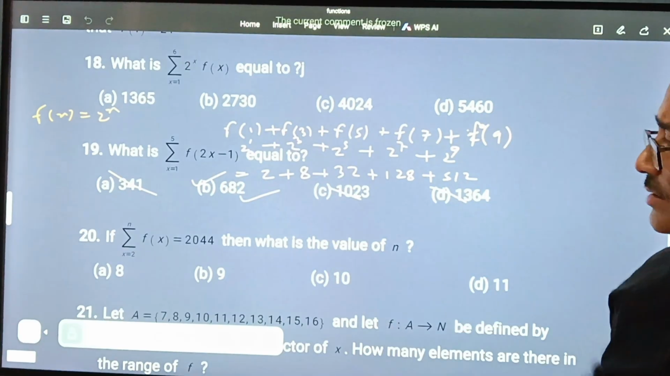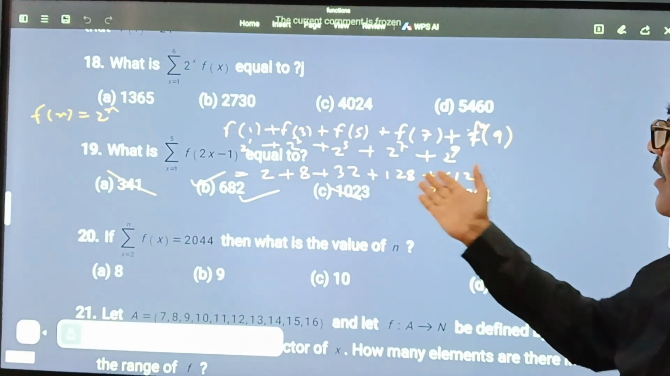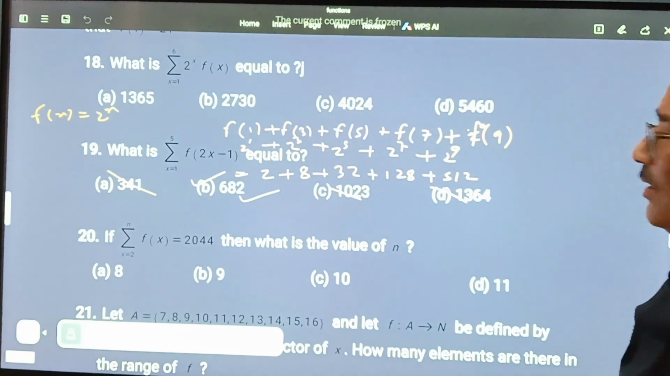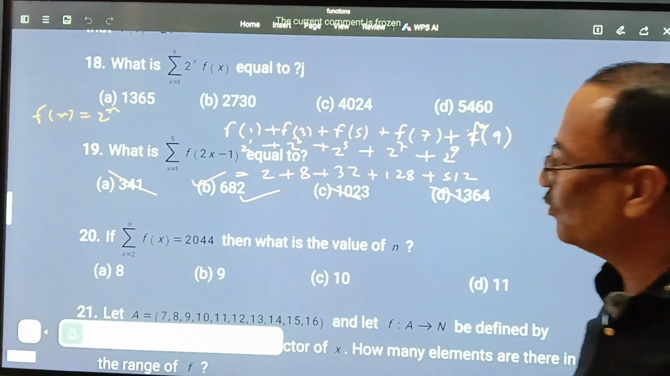Hence the correct option is no problem. When we add this one, definitely 500 plus 100, 600 approx. Hence the correct option is B. Now the next one is what?